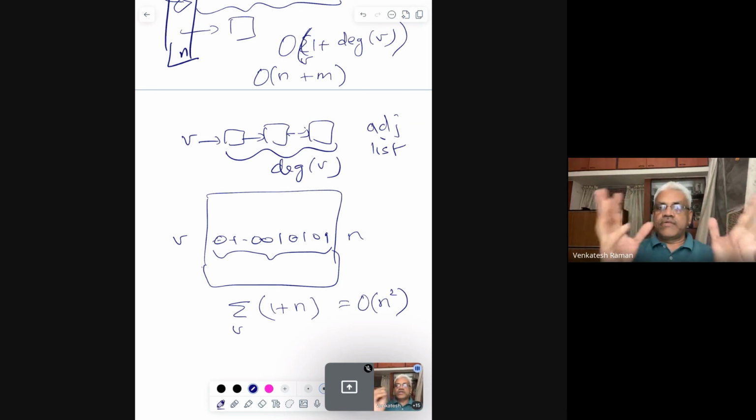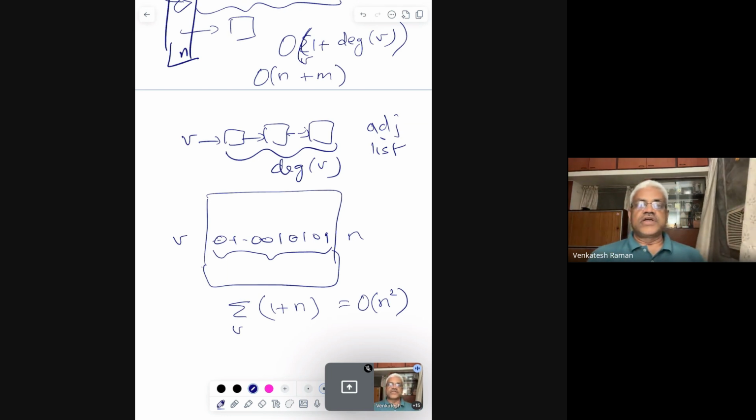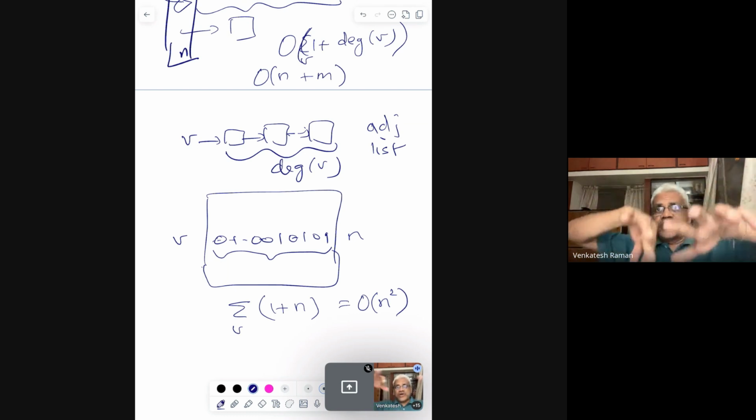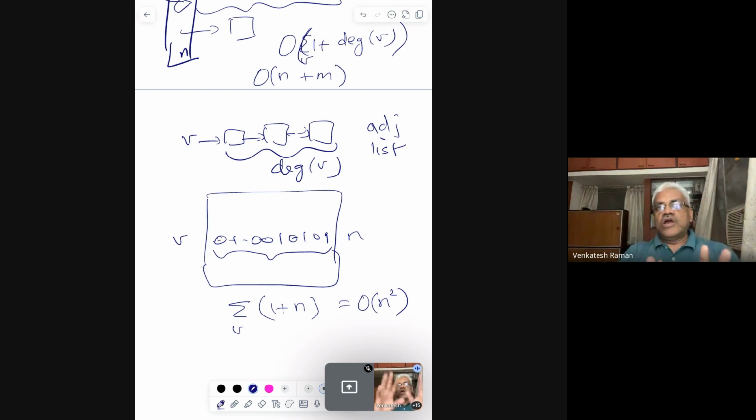Okay, hopefully you should be crystal clear about this. Analyzing DFS is a lot more involved because of certain recursion inside. You can look at stack implementation and all that. We're not getting there.